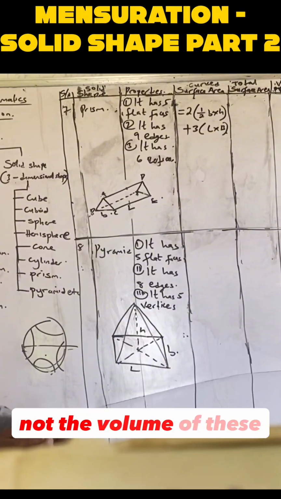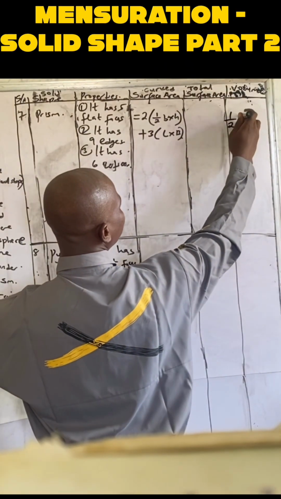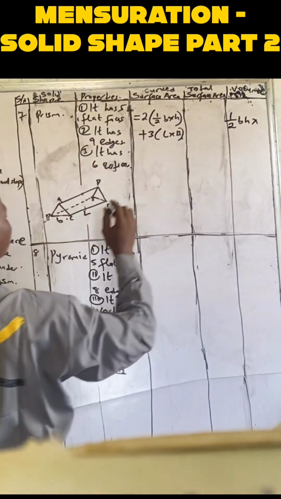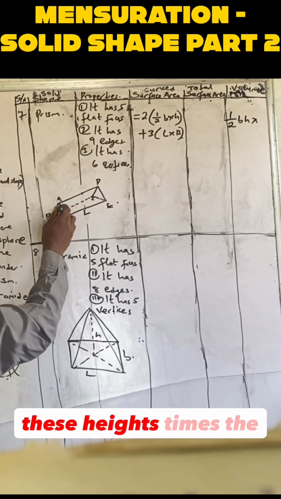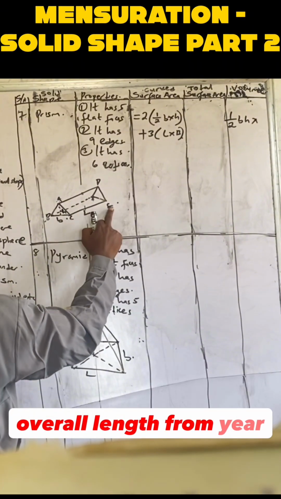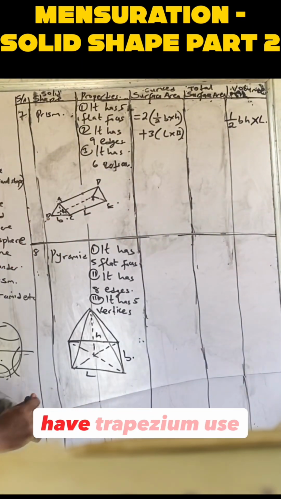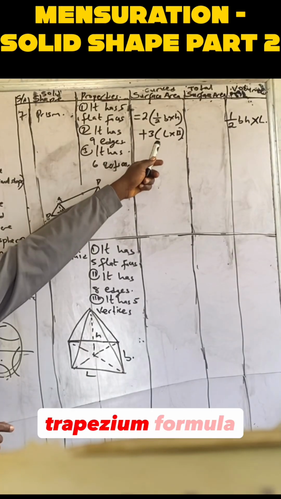Then what is now the volume of this triangular prism? That is half base times height, where the height is in between, times the overall length. From here to here is the overall length. And please, when you have a trapezium, use the trapezium formula.